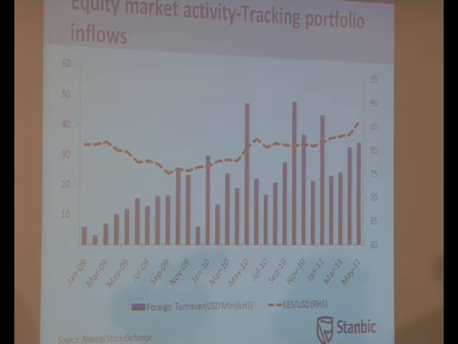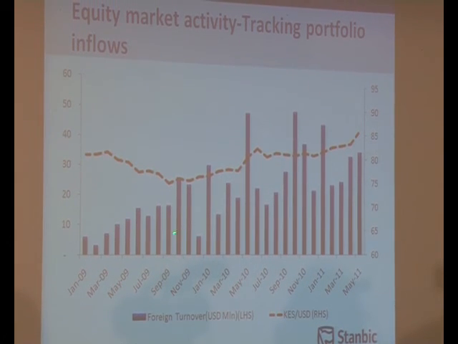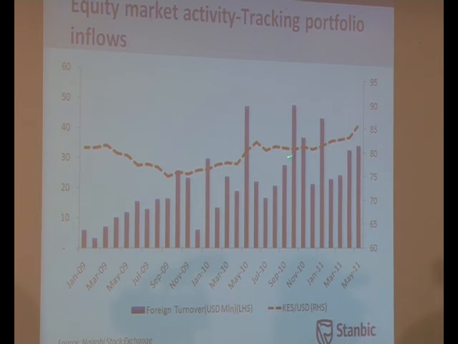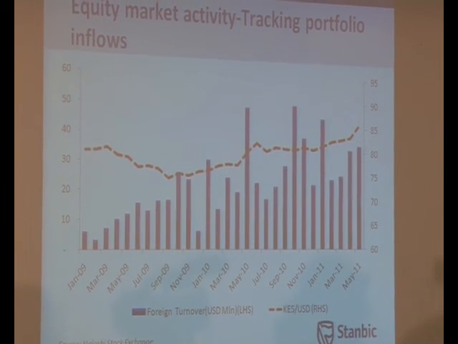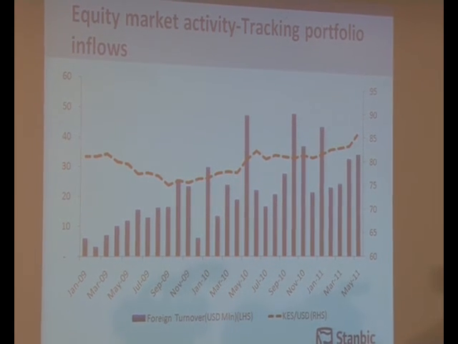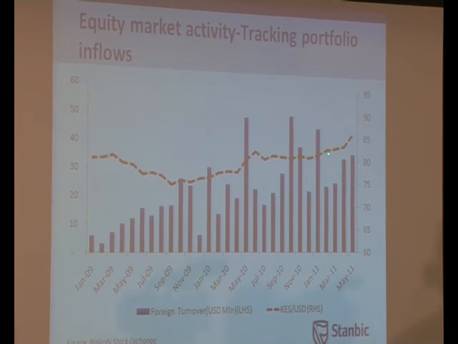In terms of the equity market, what we have done here is that we have tracked the turnover that we see from foreign investors. So basically this is only buys and sells from foreign investors, and we've tracked this against the value of the shilling over the last 2 years. And basically we can see that the foreign activity that we've seen from the equity market is not fully responsible for the drop that we've seen in the value of the shilling.